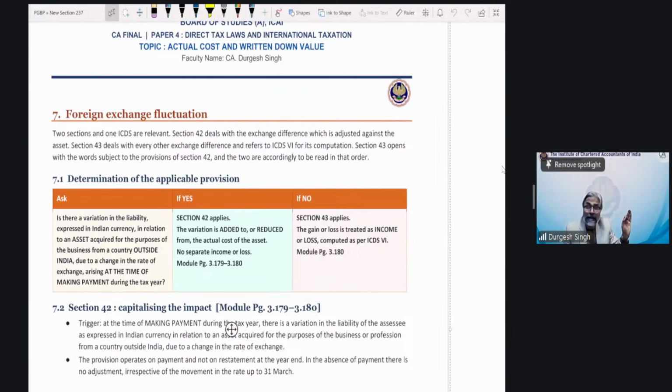Can we say that? Then the difference would be capitalized. Meaning thereby, in the block, you will have to do add or less as the case may be. The difference would be capitalized. Whereas if you are working in 43, then in that case, as per ICDS 6, you will do the computation.